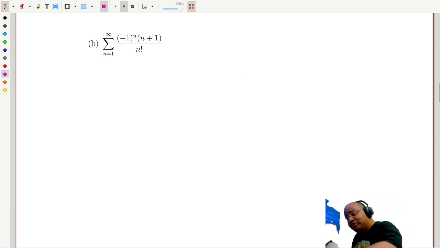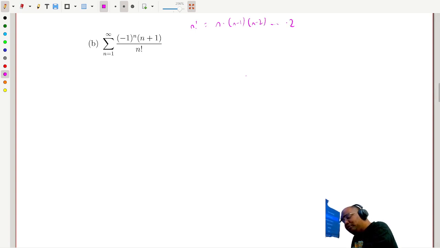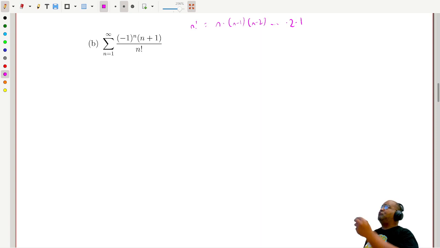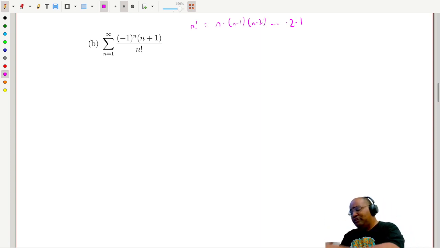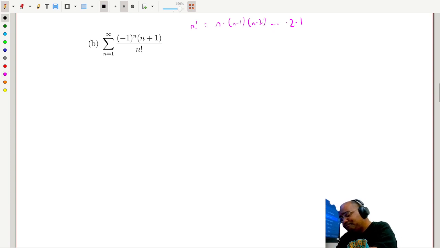Let's recall what that is real quick. Remember that n factorial means that we multiply all the integers down to 1. Okay, so 4 factorial, that's 4 times 3 times 2 times 1. In fact, just see that as an exercise. Let's go ahead and write down what the first four terms are.